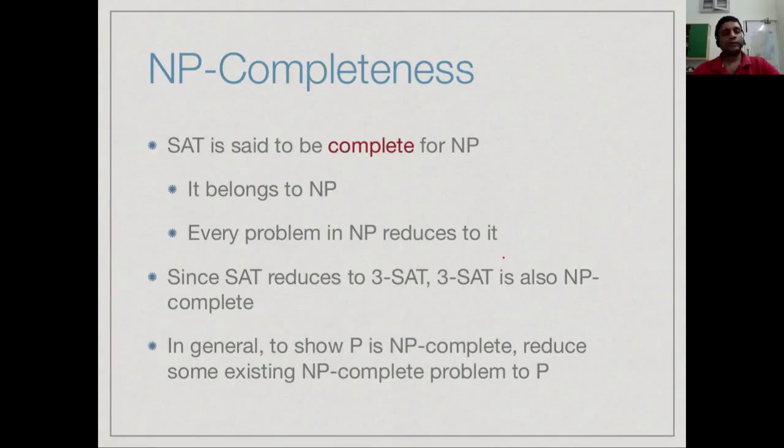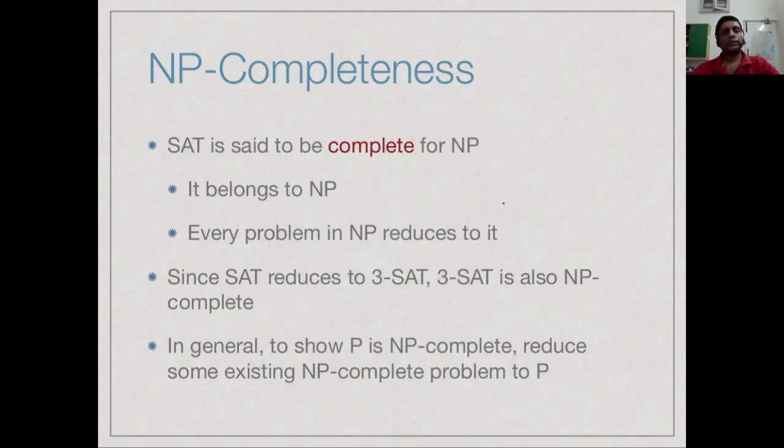Okay, so SAT is NP complete by the Cook-Levin theorem, because it belongs to NP, we know, and the Cook-Levin theorem establishes that every problem in NP reduces to it. But now we have seen that SAT itself reduces to 3 SAT. So every problem can be reduced to SAT, and then in a further polynomial step reduced to 3 SAT. So every problem now reduces to 3 SAT. But 3 SAT is also in NP. So 3 SAT is also NP complete.